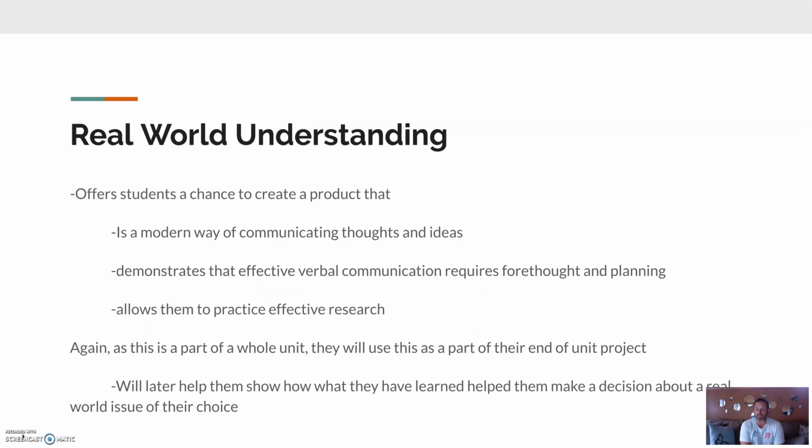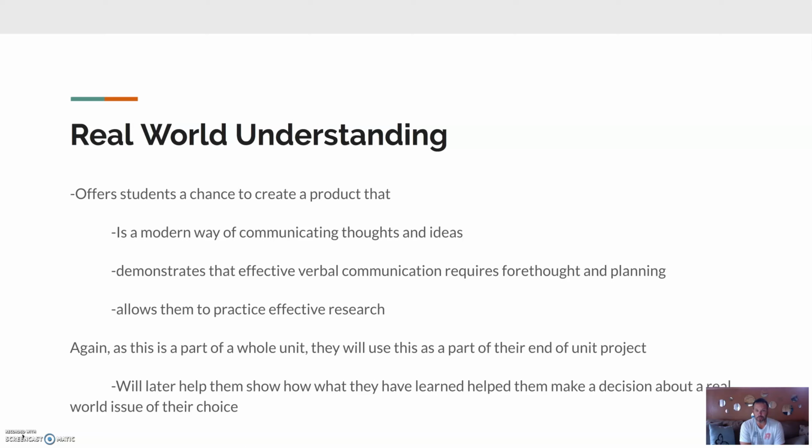As far as real-world understandings go, this is going to offer students a chance to produce a product that they are familiar with. Not all of them listen to podcasts, but they're at least familiar with what they are. It is a modern form of communication. It's going to be able to demonstrate their effective verbal communication. It requires forethought and planning. They just can't wing it like many of my middle schoolers want to.